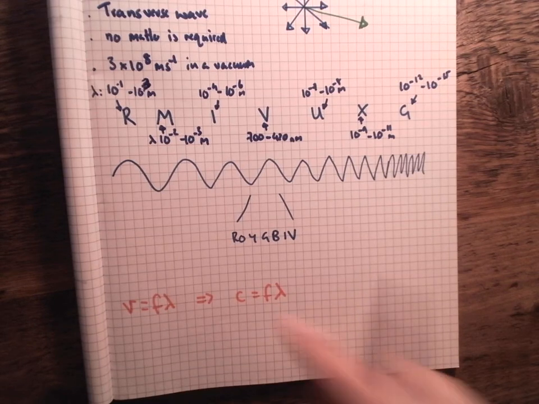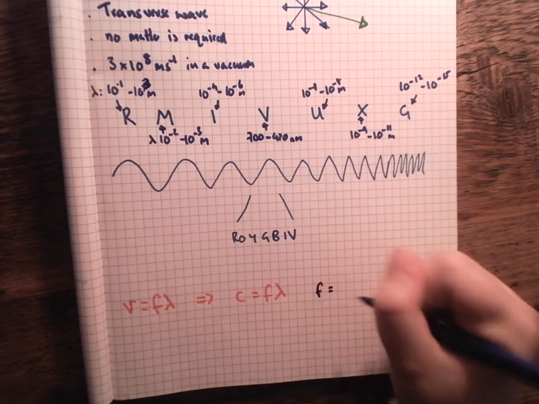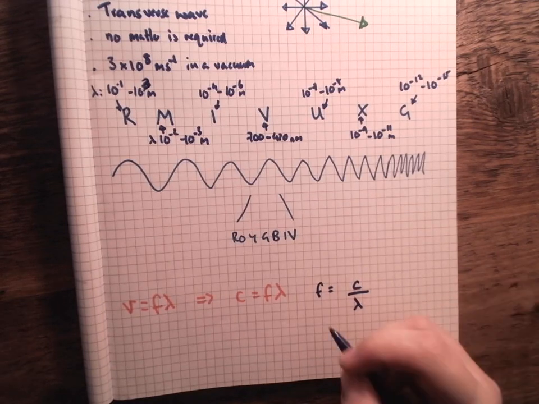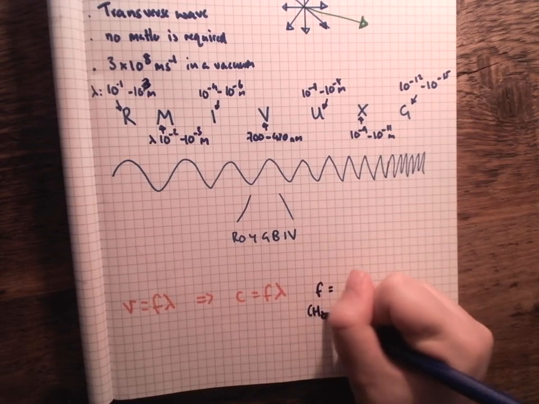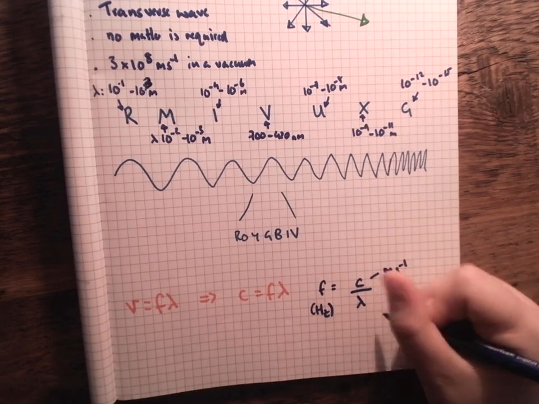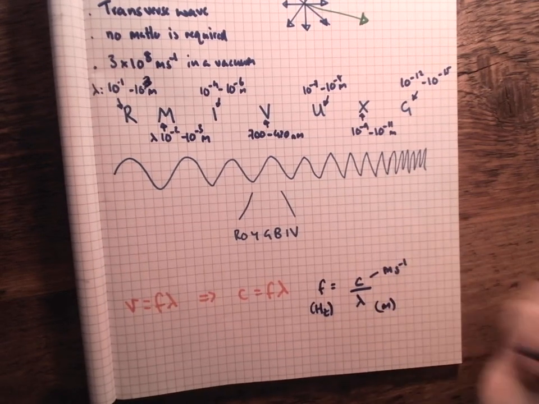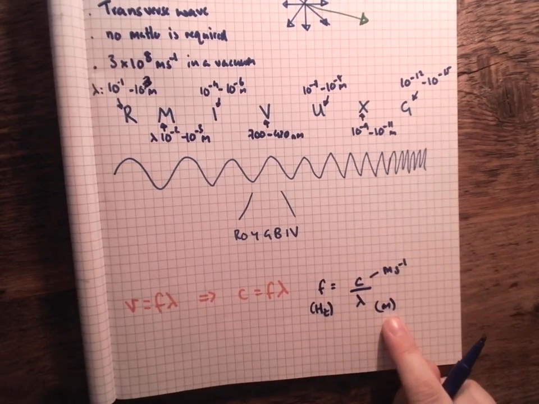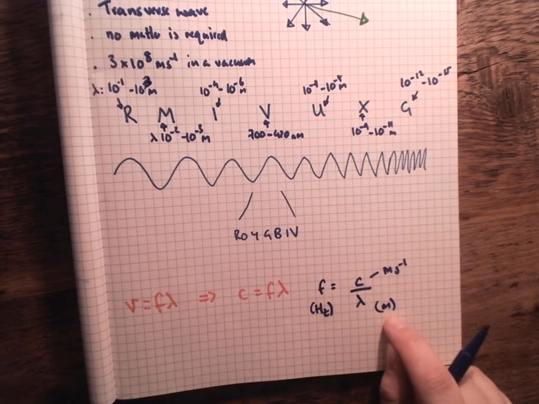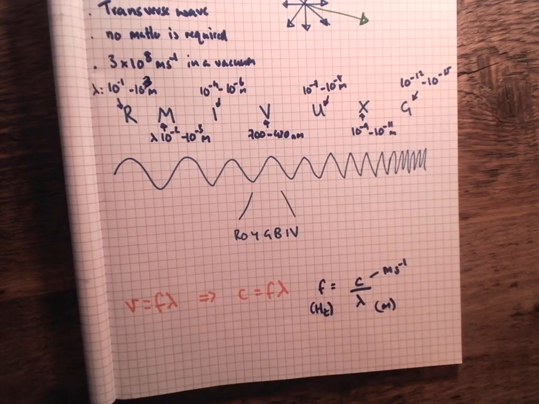So again, if I wanted to work out the frequency of these waves, I could just do c divided by lambda. Remember, frequency is measured in hertz, our speed is measured in meters per second, and our wavelengths are measured in meters. So just make sure that you've got them converted into meters, because sometimes they might give you nanometers or micrometers instead. So just check that you've put it into meters for this. And that is the electromagnetic spectrum.